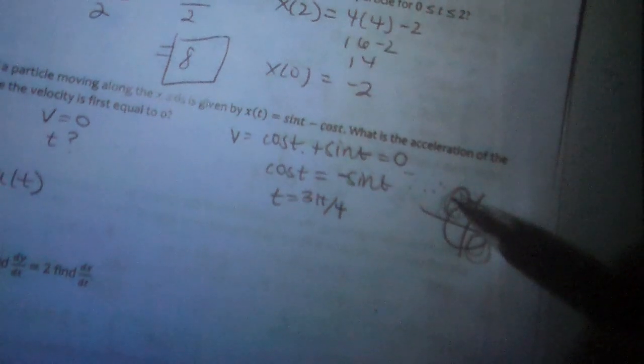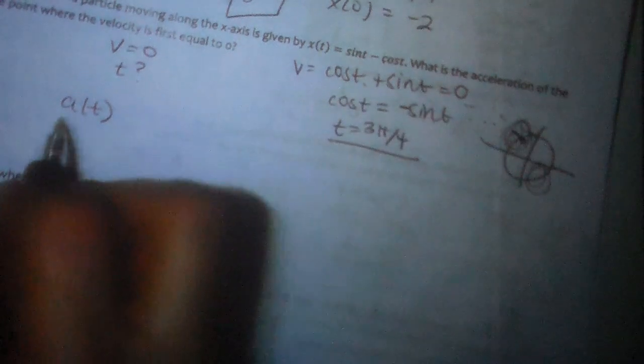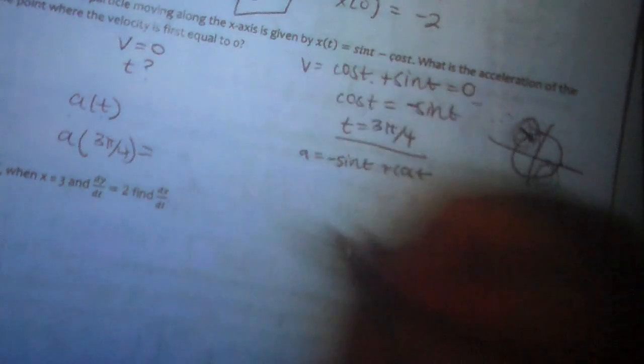have the same value at 3 pi over 4. Now, that's the time. I want to find a of 3 pi over 4. So I've got to find a first. Take derivative again. Derivative of cosine is negative sine. Derivative of sine is cosine. So now we just plug in negative sine of 3 pi over 4 plus cosine of 3 pi over 4.